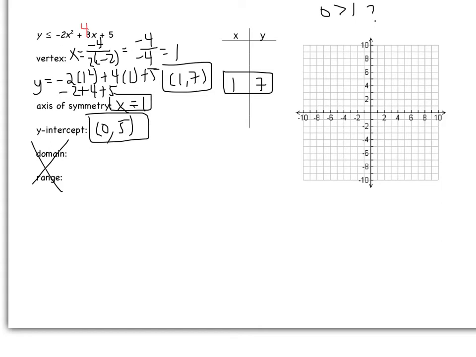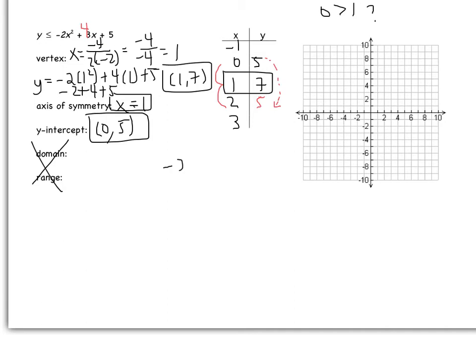So now I'm ready to fill out my table. Two numbers below 1 are 0 and negative 1. And then I get positive 2 and positive 3. When I substitute in 0, I get 5. By the symmetry of a parabola, I know that if I substitute in 2, I'm also going to get 5. That's because 0 to 1 is 1 and 1 to 2 is also 1. They're the same distance from the vertex. So the last two I have to substitute in are negative 1 and 3.